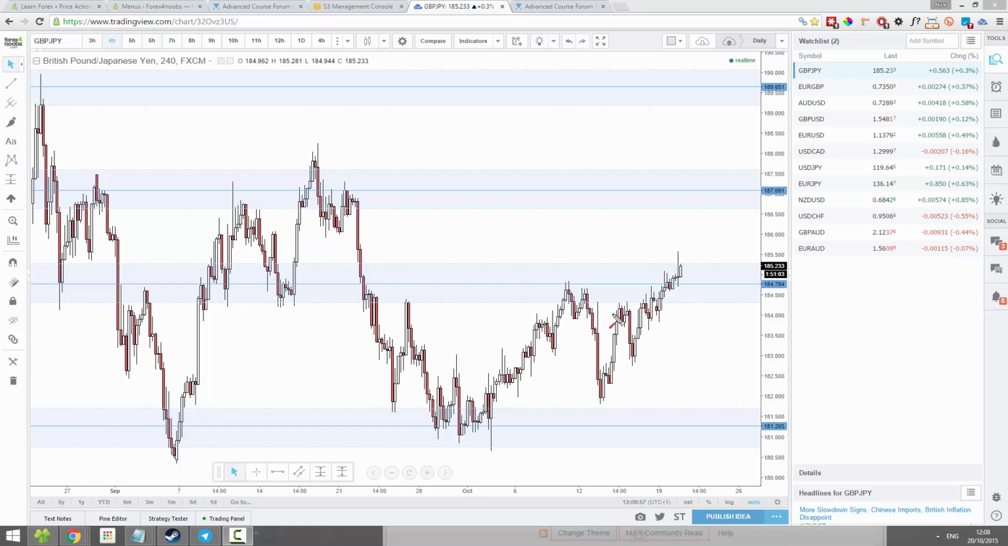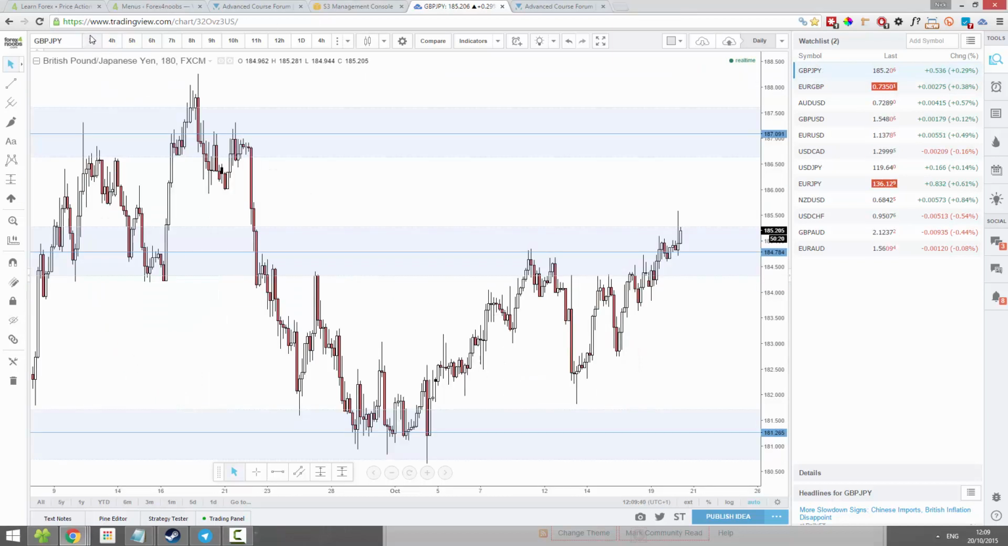So I'll probably only be doing analysis Tuesday, Wednesday, Thursday. Those are my main trading days, Wednesday being pretty much the main trading day. So let's get started with today's analysis. Okay, GBP/JPY, we're going to start with that.